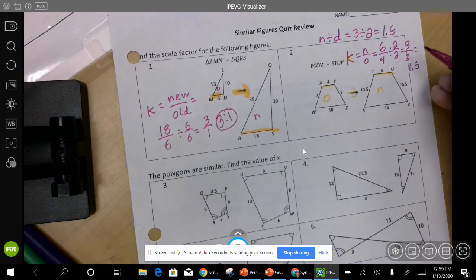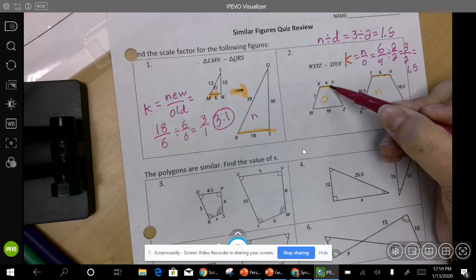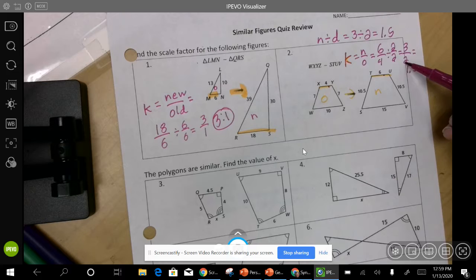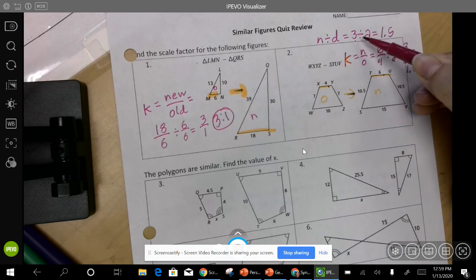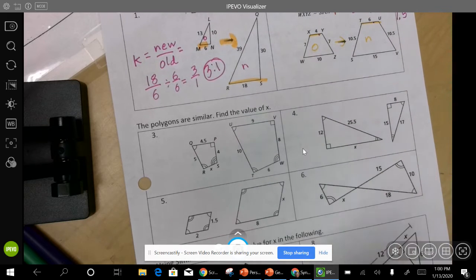Okay, and then this one I would do 6 over 4. So both of them are even. Divide by 2, so I get 3 halves. I can also divide 3 by 2 to get 1 and 5/10. Okay, it says the polygons are similar.